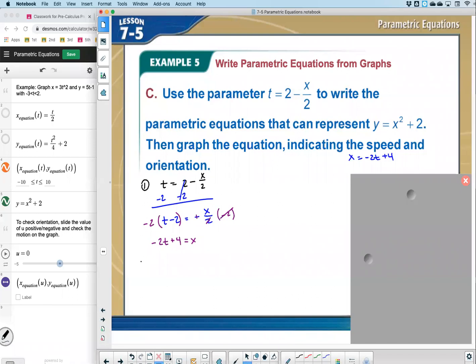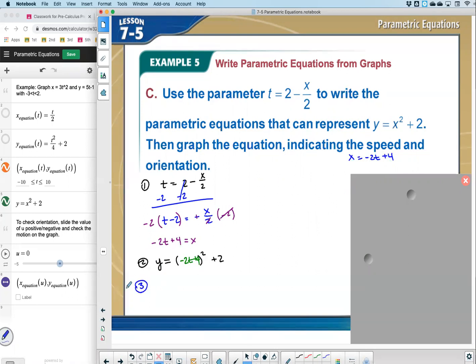So I go to step 2. Step 2, I would plug that in here. Instead of just y equals x squared plus 2, I want parentheses squared plus 2. Now, what is x equal to? Negative 2t plus 4. Again, you could write that as your other equation.